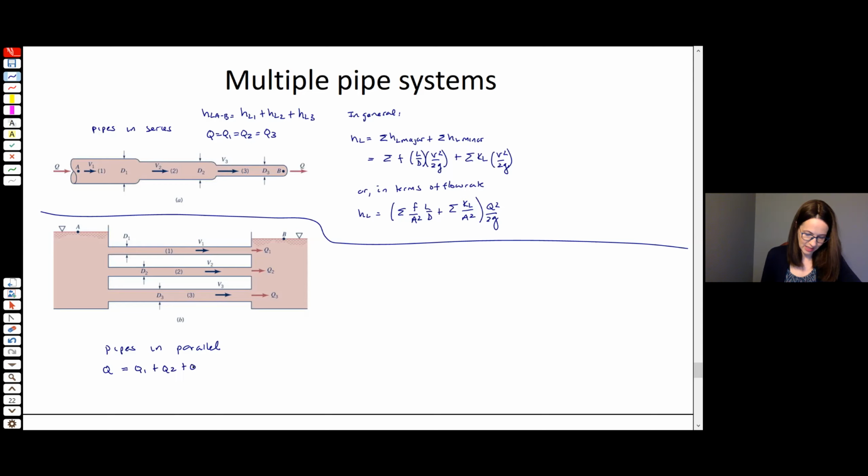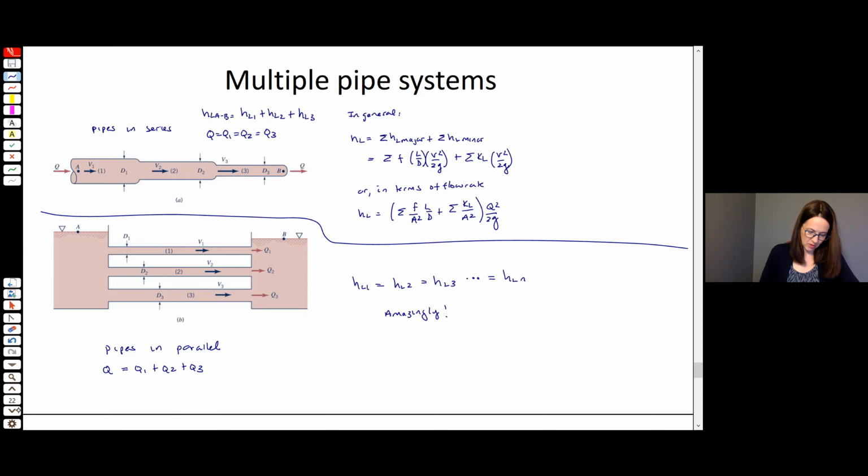Okay, so for this particular setup, we've got Q is equal to Q1 plus Q2 plus Q3. And then amazingly, in general, HL1 equals HL2 equals HL3, and I'm just going to say dot dot equals HLN, right? So yeah, that's a nice result, and that's true anytime you've got pipes in parallel.